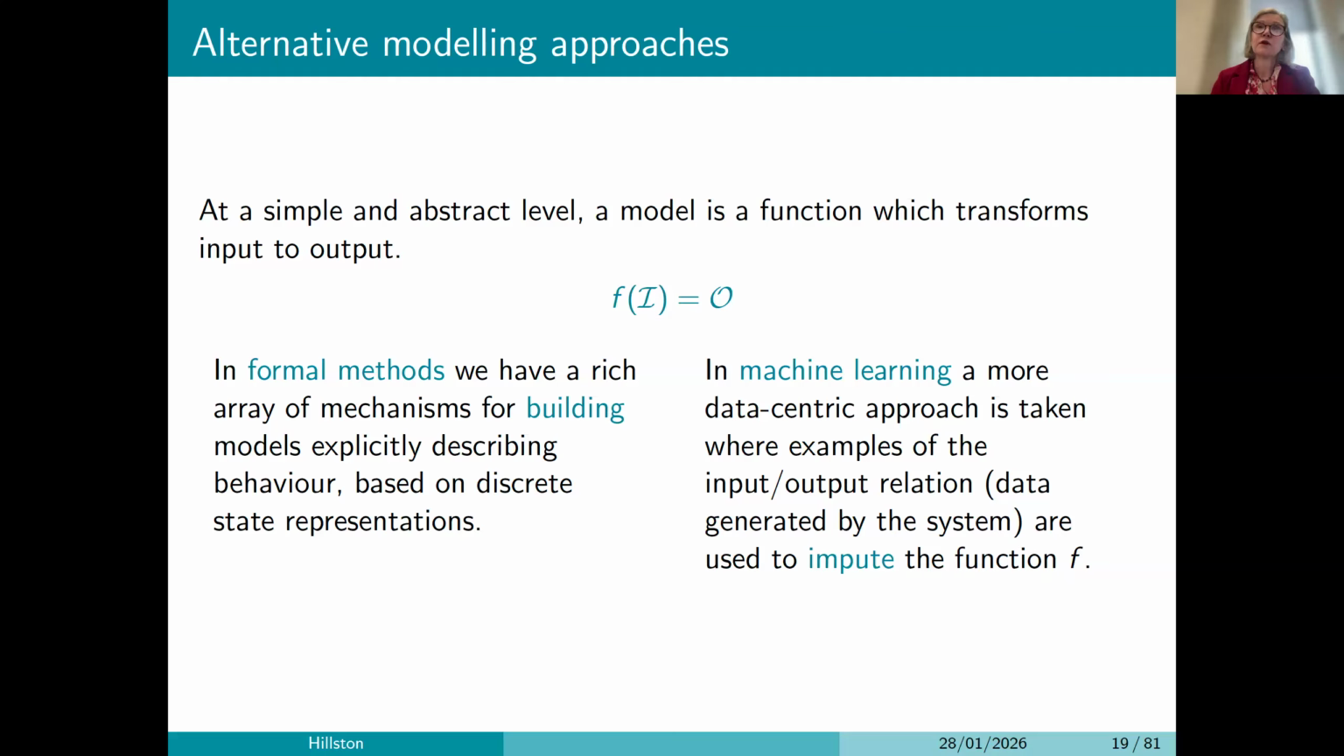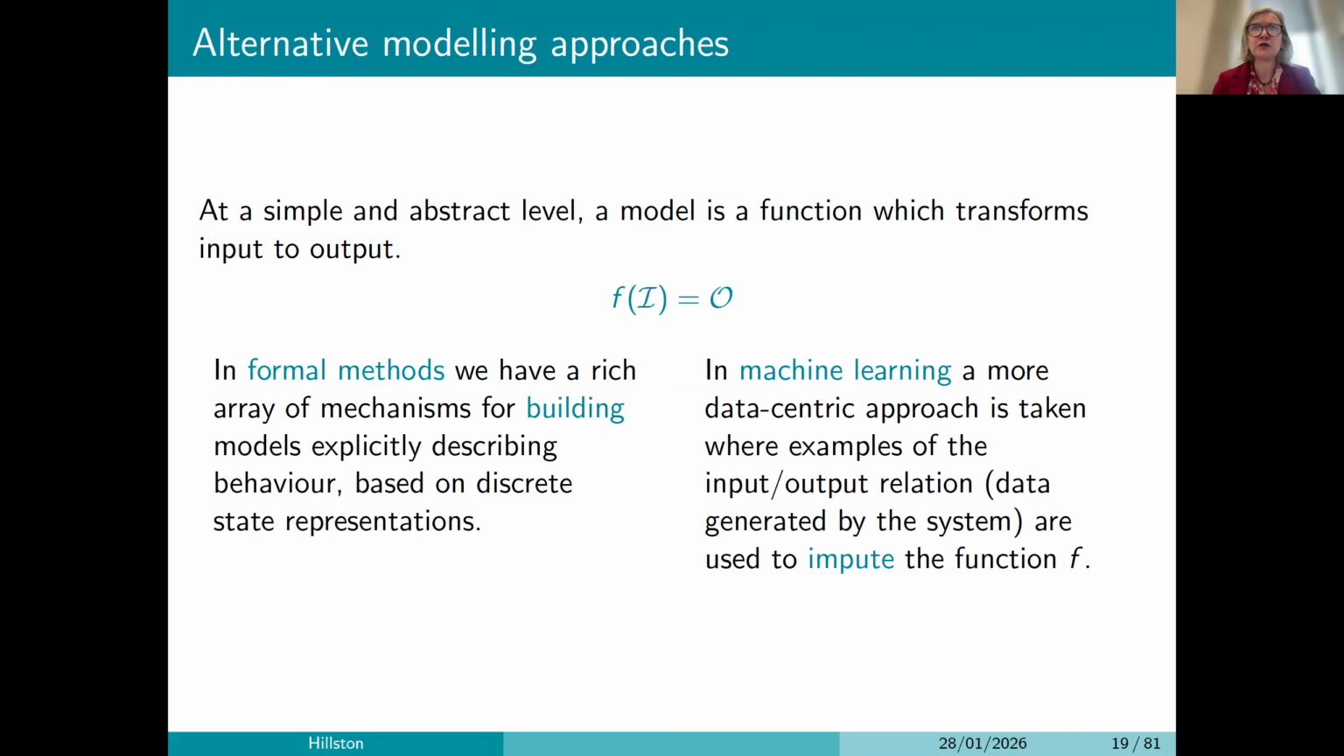So obviously, in recent years, machine learning has become extremely popular, and a much more data-centric approach is taken, where we look at systems in terms of the input-output relation, usually based on many examples, and then we try and impute what is the relationship between input and output.